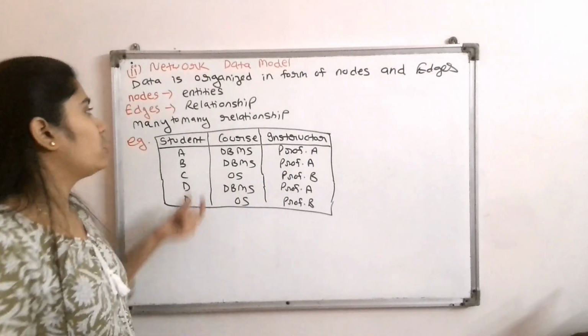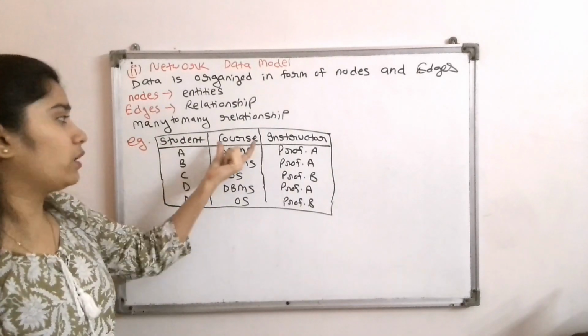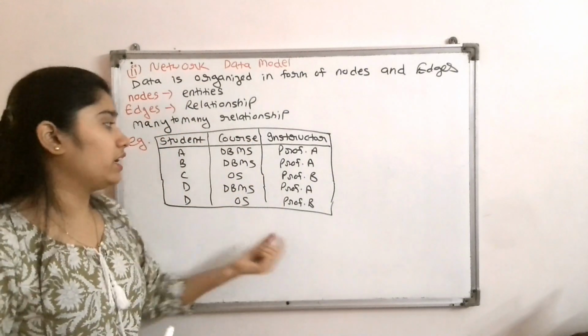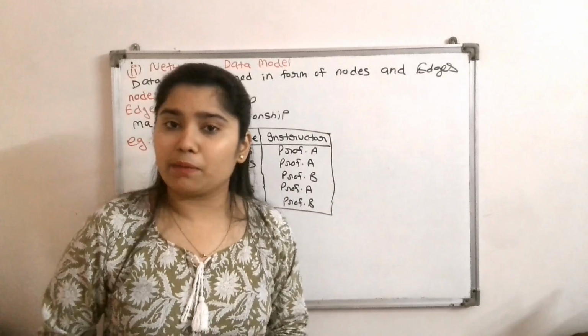See, here we have three nodes, and nodes are the entities. So here we are having three entities: student, course, and the instructor. Here the course node is connecting the instructor and the student. I told you that a child may have multiple parents.